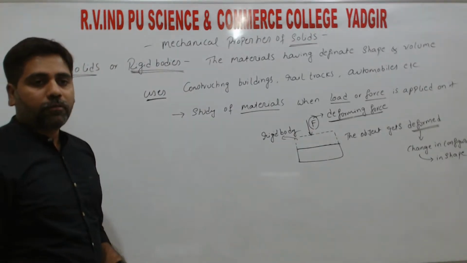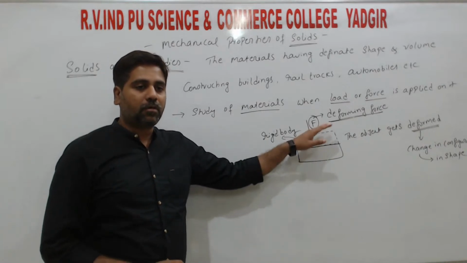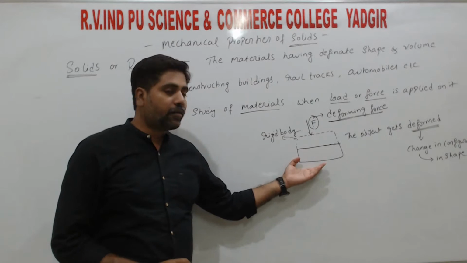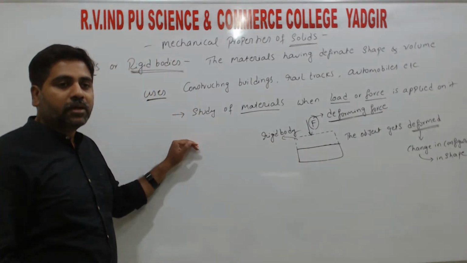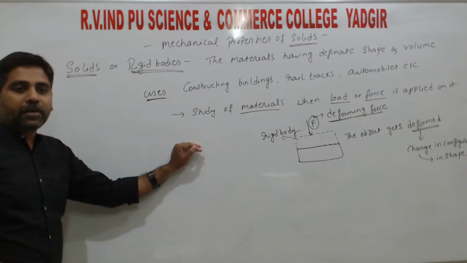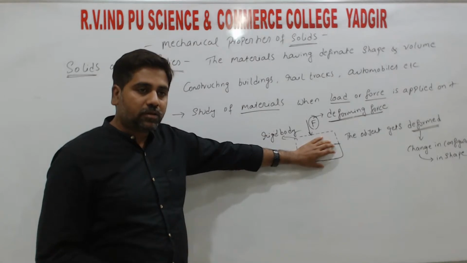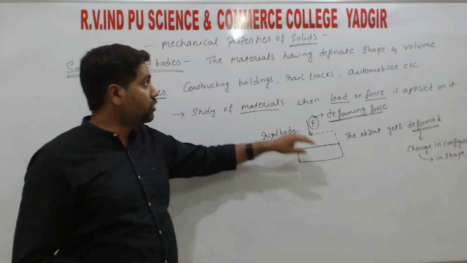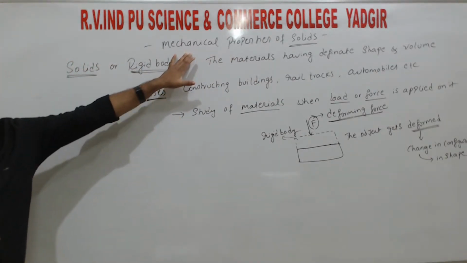So up to now we discussed that when force is applied, the object gets displaced. So when we apply force, the object would move, right? But here we are discussing the objects or rigid bodies in static condition. So static means at rest. So when at rest we apply force, the change in configuration, size or shape of that object is what we are discussing. So the topic name for that is mechanical properties, right?